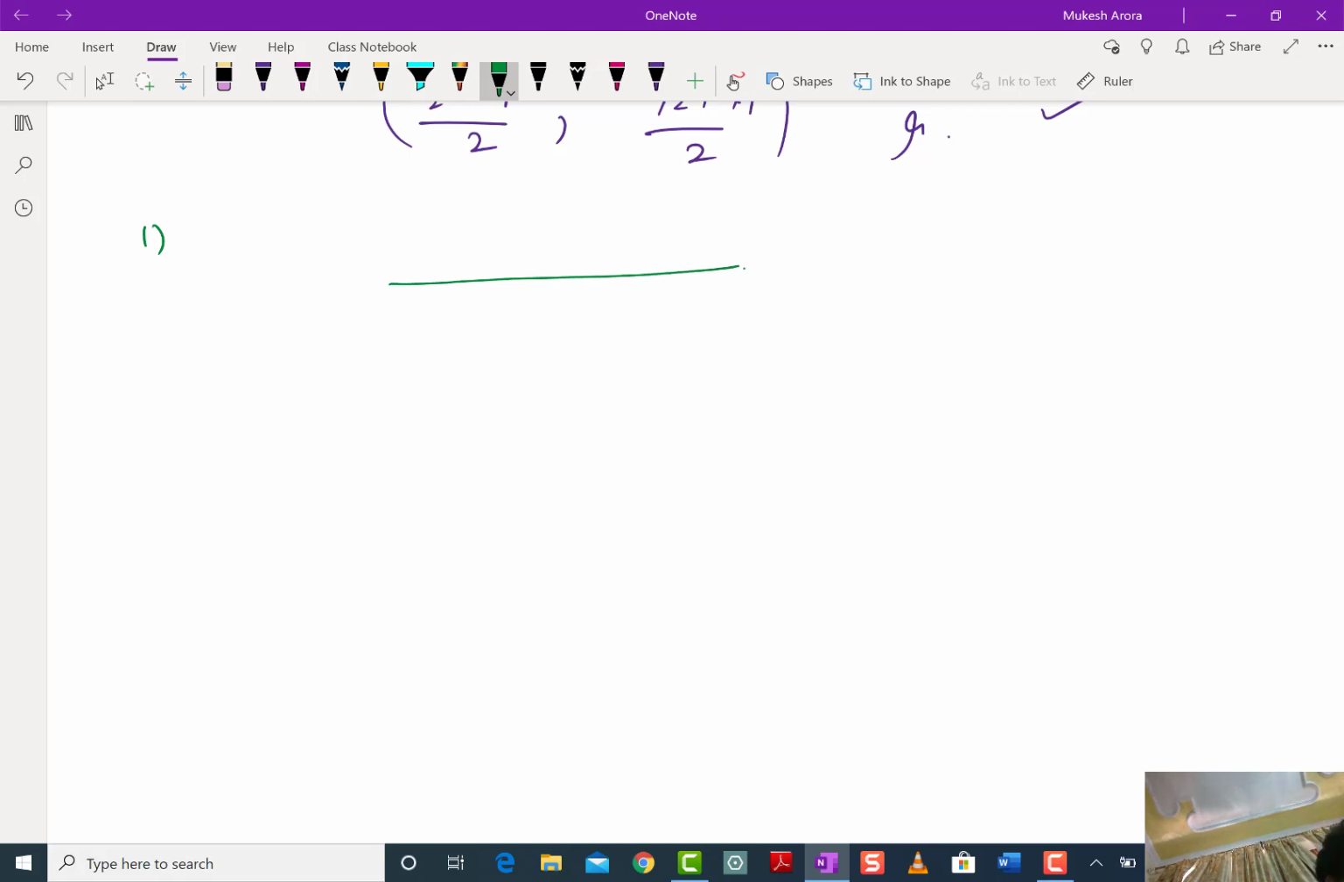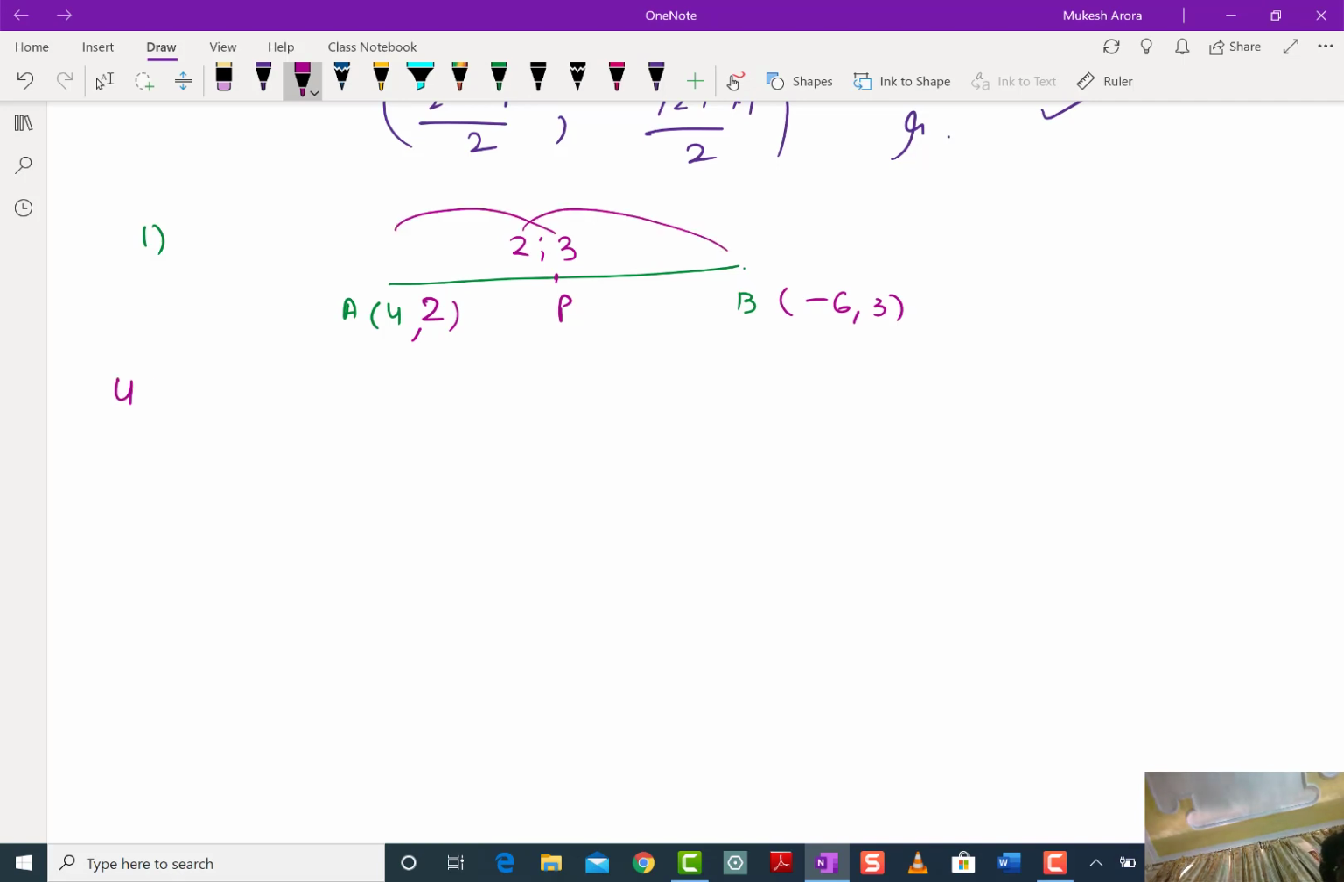The first question is: find the coordinates of the point P on a line segment AB, whose points are A (4, 2) and B (-6, 3). It is divided by P in the ratio 2:3. Find the value of P.